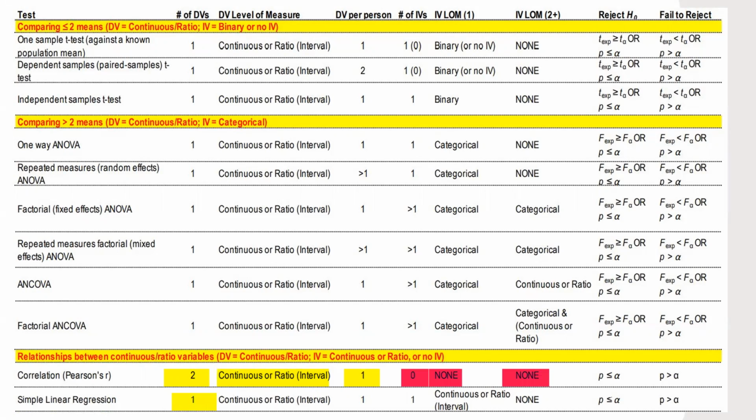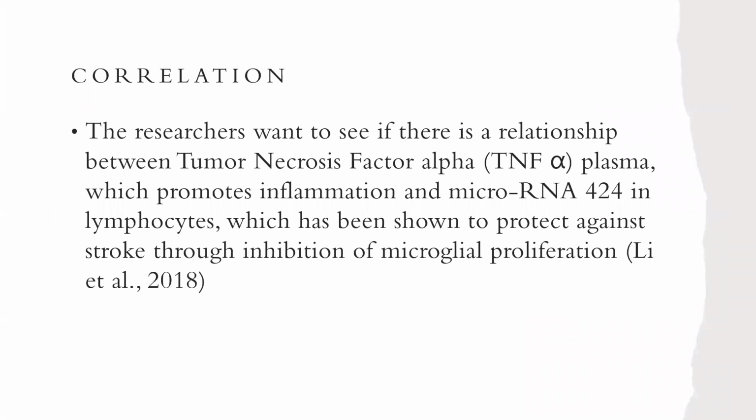For your simple linear regression, on the other hand, you do have your independent variable. However, unlike t-test or ANOVA, where you have more binary categorical data, you also have to have continuous or ratio data. So you have a predictor and an outcome in a regression. So one variable predicts what's going to happen to another variable. With that being said, I just wanted to show you a few examples.